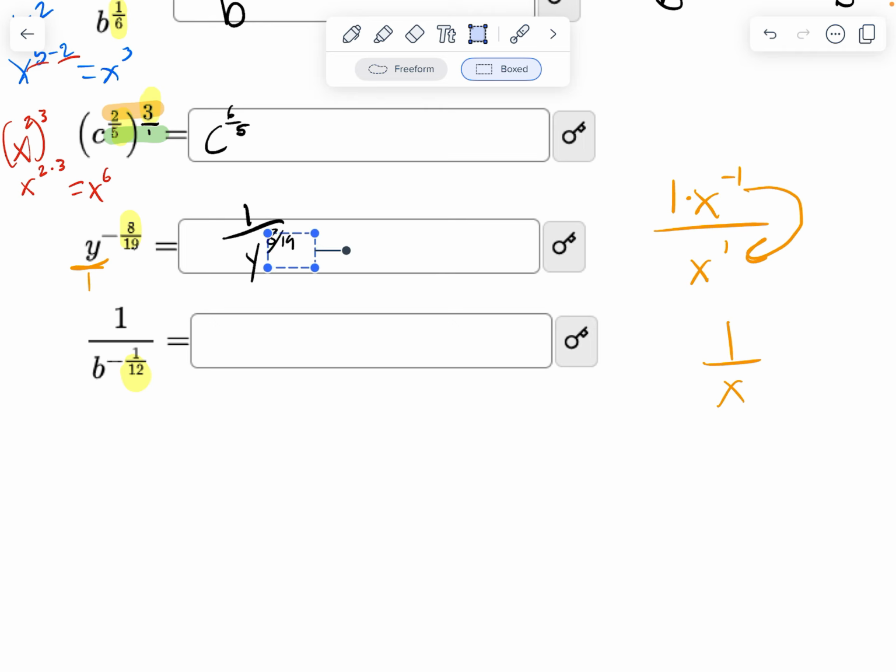Okay, that looks a little too big. I'm going to shrink it down a bit. There we go. And there you have it.